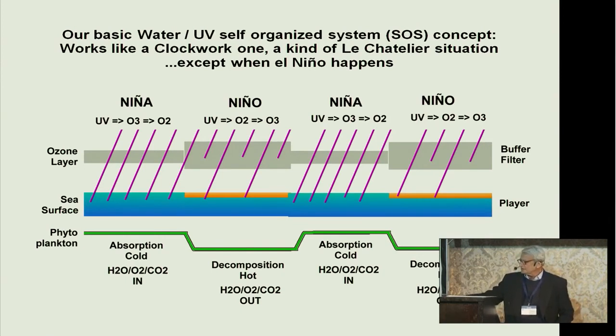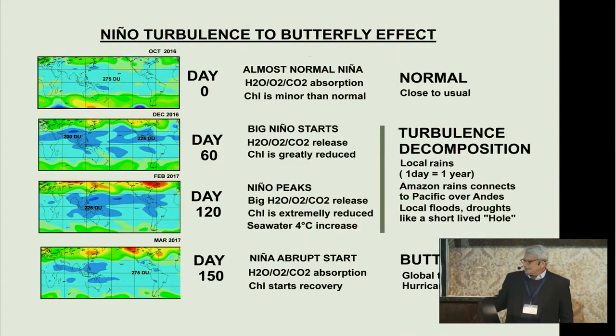Niña, Niño, Niña, Niño. That happens every year. It's a seasonal thing until it gets into this type of turbulence, which is the big Niño. And you see at the bottom the phytoplankton curve. I mean, it's big in the Niña, it's building up. In El Niño, when it gets hotter, obviously it's reduced, and then it goes back.